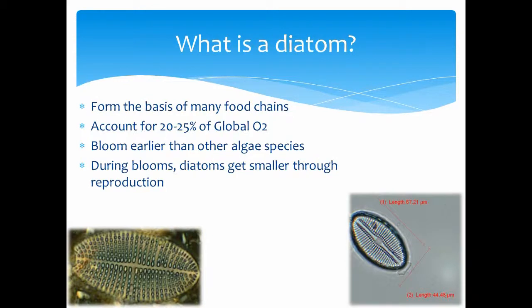So diatoms form the basis of many food chains because they are a primary producer, particularly in the aquatic environment. They're able to occupy a range of environments, so you have marine and freshwater to soil and alpine, and even as far as bird feathers because they're so abundant. Diatoms also bloom earlier than other algal species, and this blooming has also resulted in diatoms getting smaller through each progressive reproduction stage, which has led to a variety of forms when identifying them. So Gomphonema parvulum has 27 currently known species under identification.